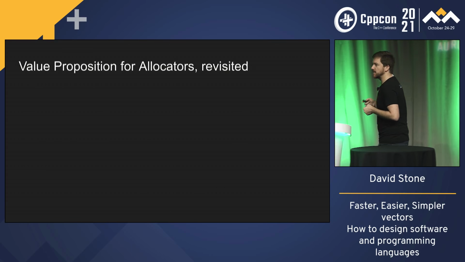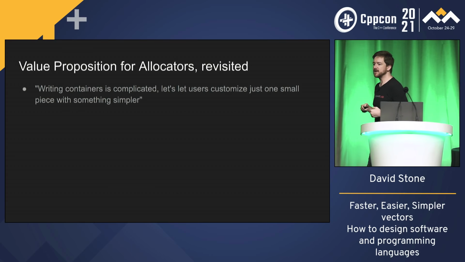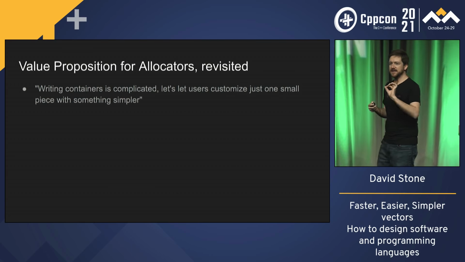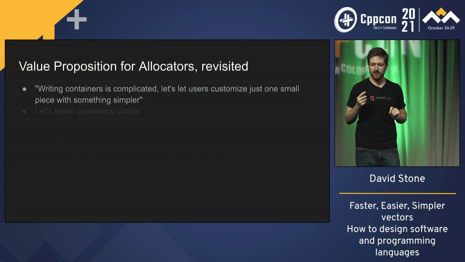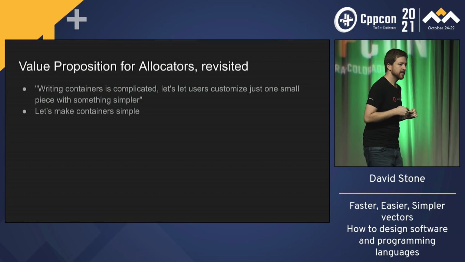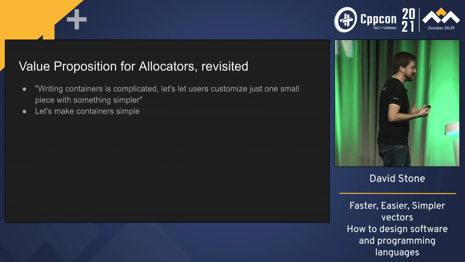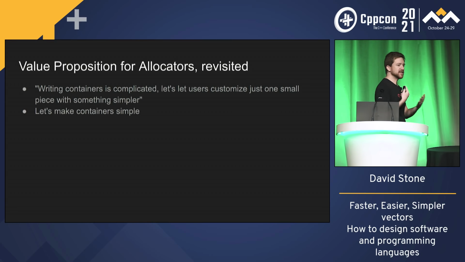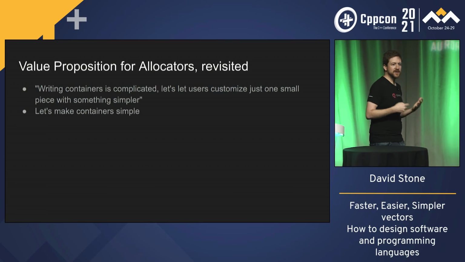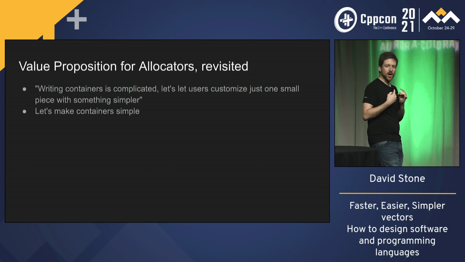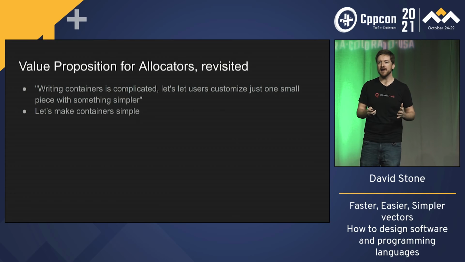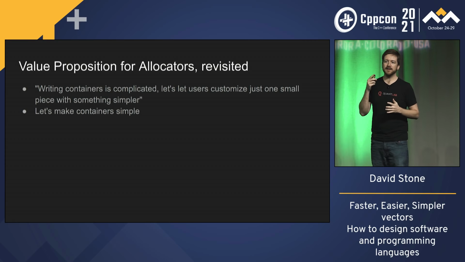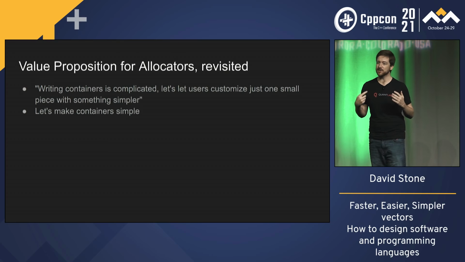So I want to go back to this value proposition for allocators. It said writing containers is complicated. Let's let users just customize this one thing and make that one thing simple. I think there's another solution, separate from allocators, which is to make containers simple. Part of what's complicated about containers is that you have a whole bunch of member functions, a whole bunch of typedefs, a whole bunch of things that can be determined from other things. And you have to remember this long sort of incantation of, oh, I need to have a begin, an end, a push_back, a pop_back, an erase, an insert, and I have to get insert right, and insert's really hard to get right.